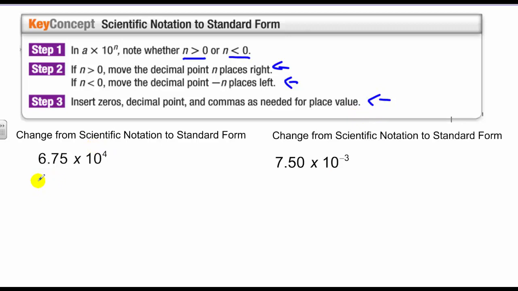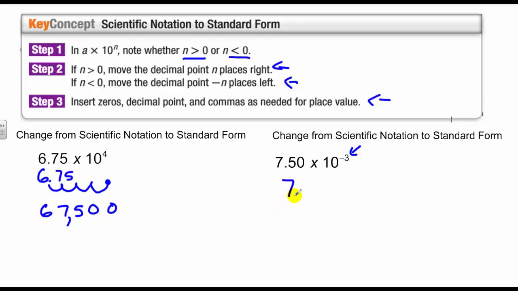So in this case, I have 6.75, and I need to move 4 places, since n is positive, to the right. So I go 1, 2, 3, 4, and put a decimal. Now you'll notice after moving 2, I run out of numbers, so I'm going to have to add placeholders. So this is 67,500.